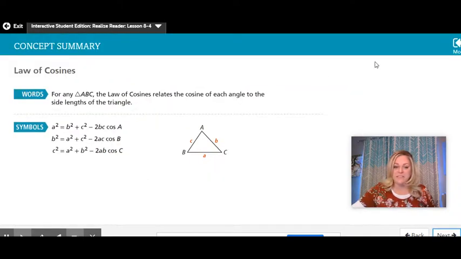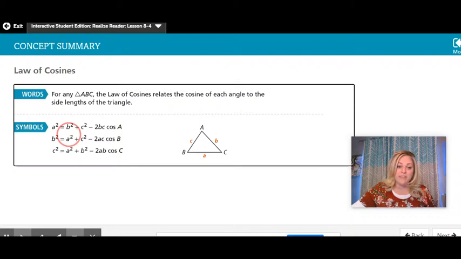At the end, the concept summary, remember, don't memorize all these. That is just too much. Just remember that what you're looking for is on the left side of the equation. And then these all say the same thing. Basically, side you don't have squared, another side you don't have squared. Subtract 2 times both of the sides you don't have squared, and then cosine of the angle opposite of the side you need. I hope that helps.